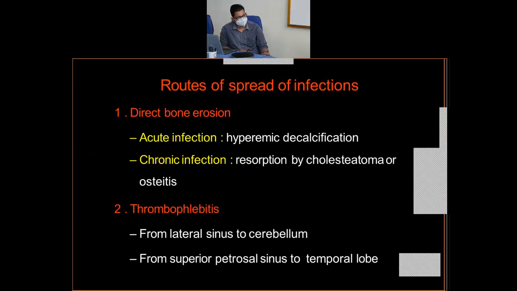So these are the direct bone erosion routes of spread. The direct bone erosion in acute cases is due to hyperemic decalcification, and in chronic cases is due to resorption by cholesteatoma. And thrombophlebitis: there are some venous drainages inside the middle ear cavity. Through that, infection can spread to the sigmoid sinus, and from the sigmoid sinus to the cavernous sinus. So through the venous channel, the infection can spread, and it will lead to thrombophlebitis.